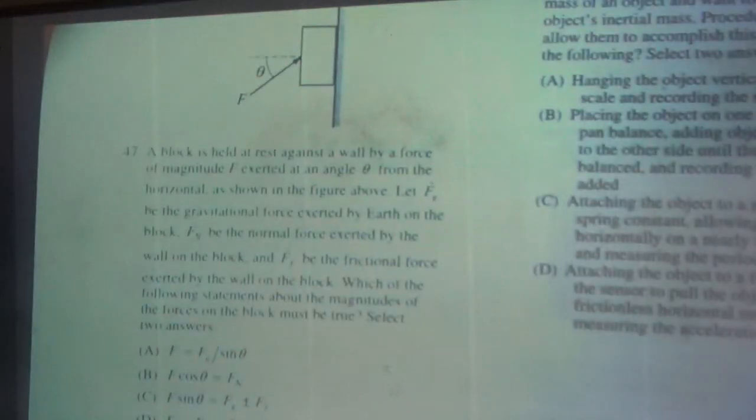A block is held at rest against the wall by a force of magnitude F exerted at an angle theta from the horizontal as shown. Let Fg be the gravitational force exerted by the Earth, Fn be the normal force exerted by the wall on the block, and Ff be the friction force exerted by the wall on the block. Which of the following about the magnitude of forces must be true? So I'm going to draw a free body diagram.